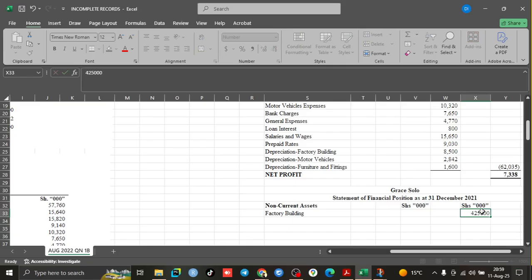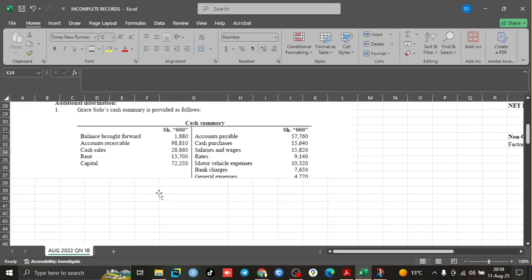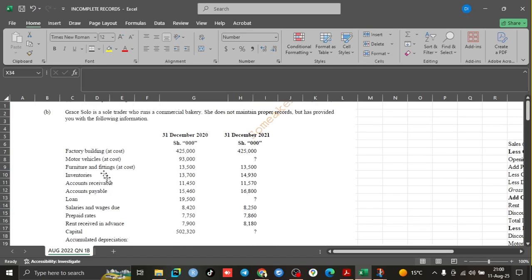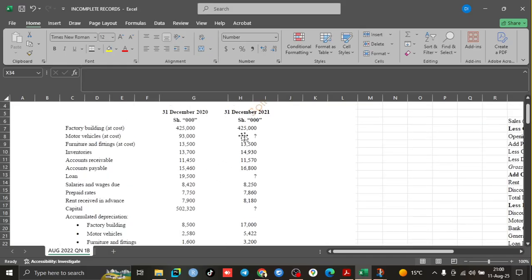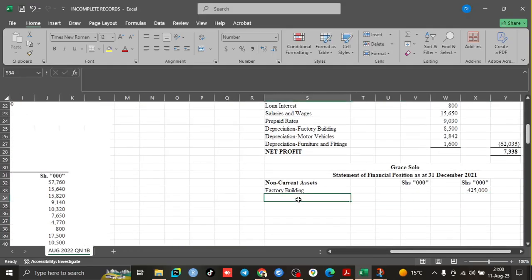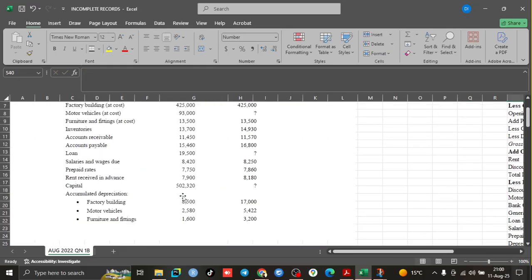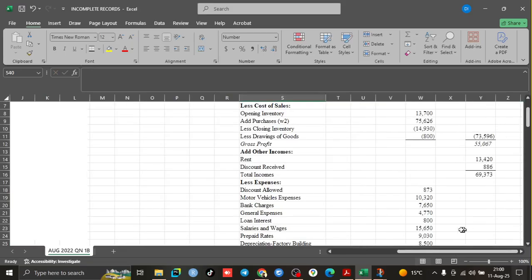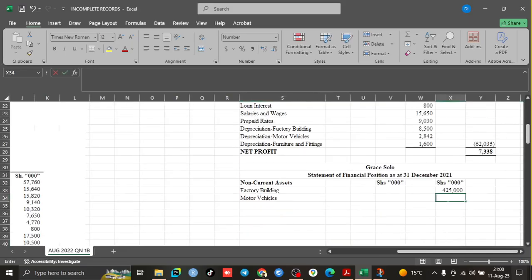I have put an extra 0 for 25. Then the other asset we have is motor vehicles. At cost it was 93 when we started. The value at the end is unknown. We have to determine the value at the end. Motor vehicles. So for motor vehicles, what we do, we started with 93,000. Of course we purchased another and there is depreciation. So 93,000. First of all, add what we purchased.